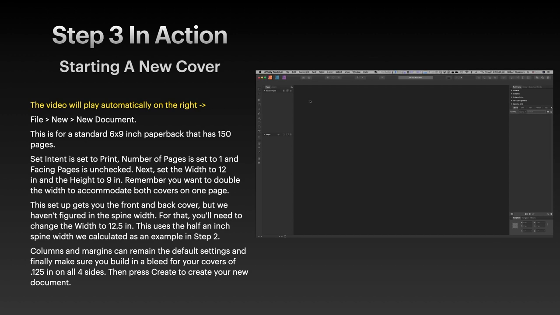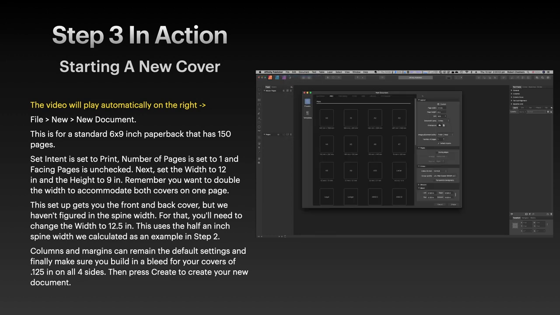Now then, with Affinity Publisher open, we go to File and New to start our book cover. We want to set it to print, number of pages to one, facing page is on but we want it ticked off. Now set it to 12.5 inches by 9 inches.